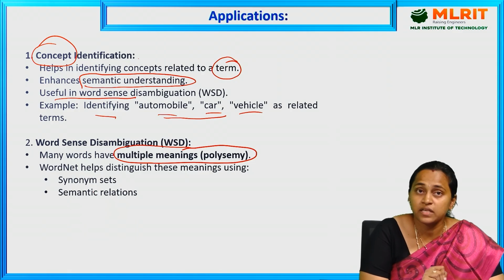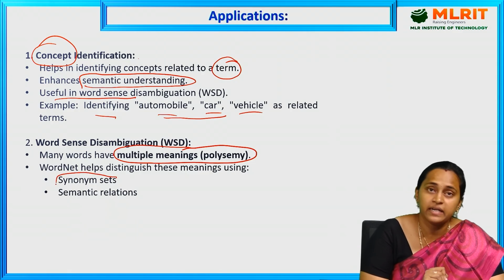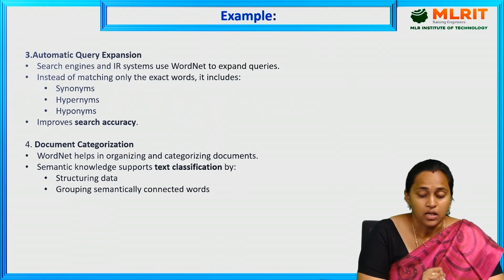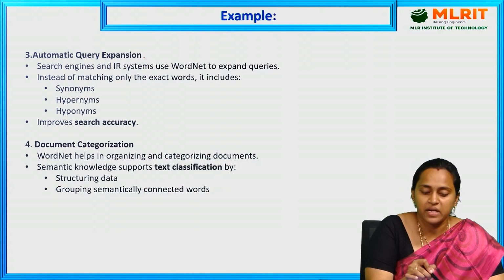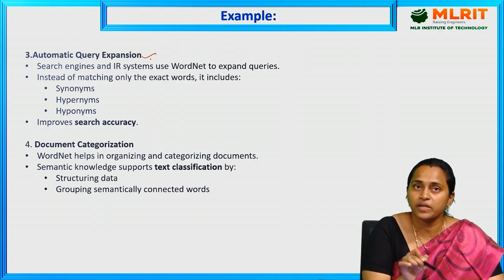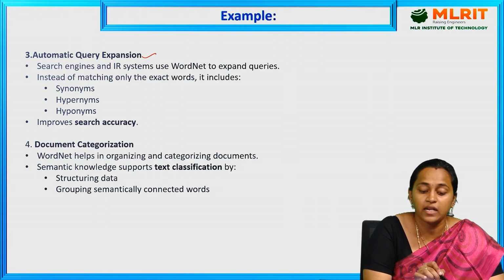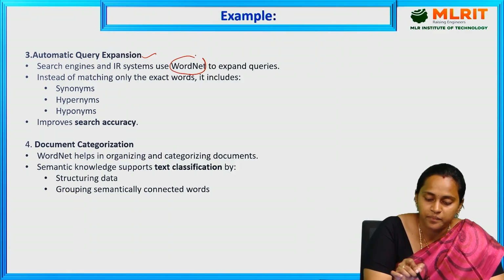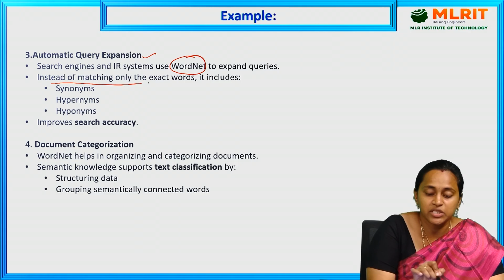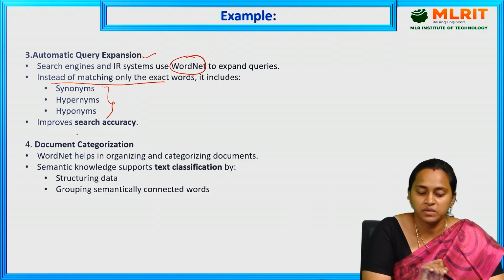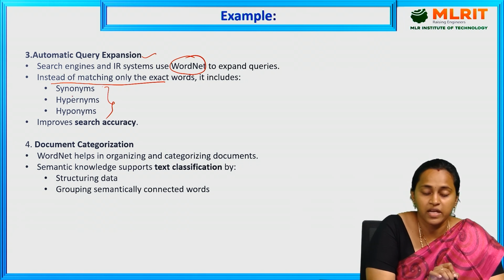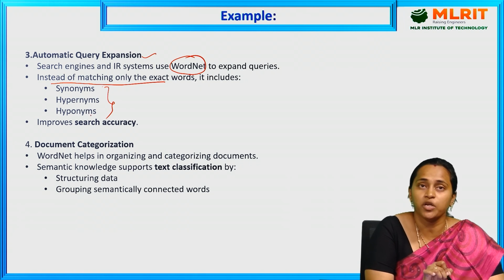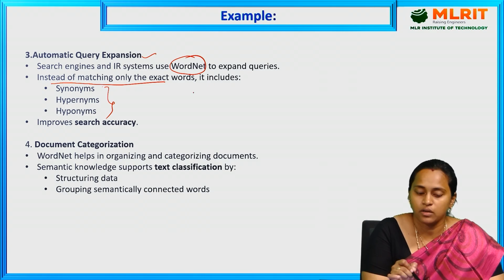WORDNET helps with synonym sets and semantic relationships. See the next one, automatic query expansion. Whenever we ask a query to the database, it automatically expands the query by using the WORDNET. So instead of matching only the exact word, it includes some synonyms and hyponyms. That means it takes the help of synonyms and hyponyms to display the answer, right?